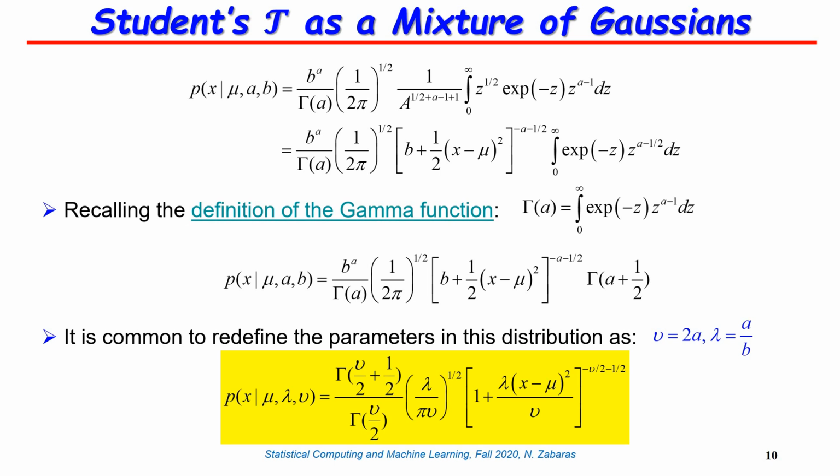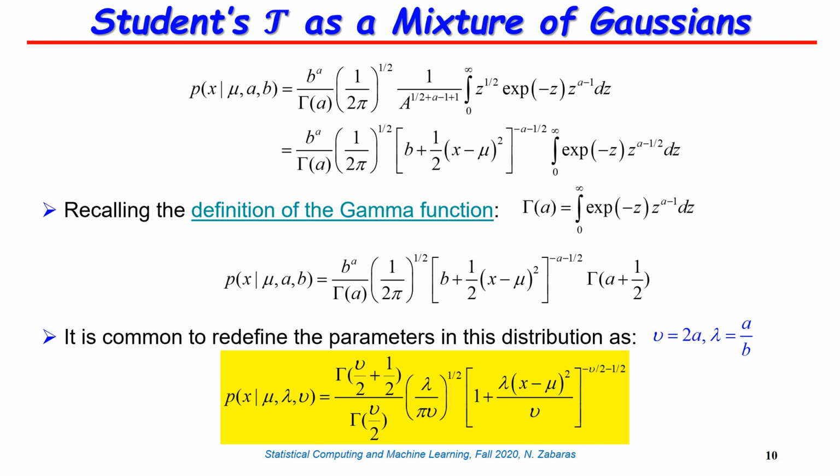So in conclusion, always think of the student T distribution as a weighted average, if you like, of Gaussians for precisions that are sampled from a gamma distribution. Okay, and so that's the practical significance of the student T distribution. This is how it is being derived.